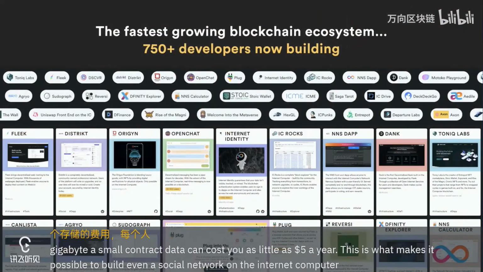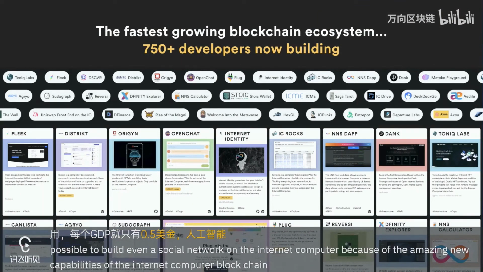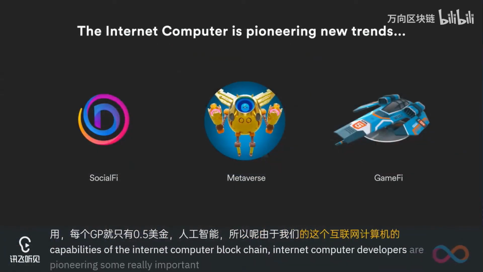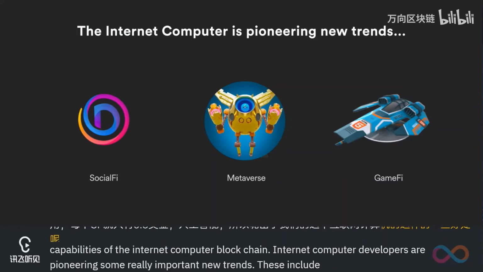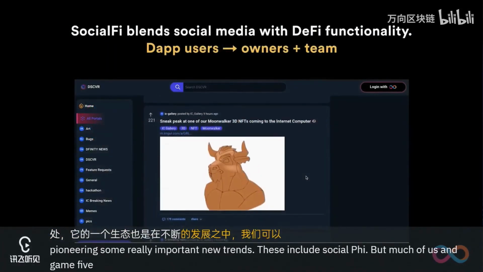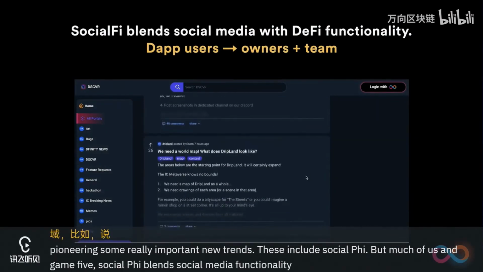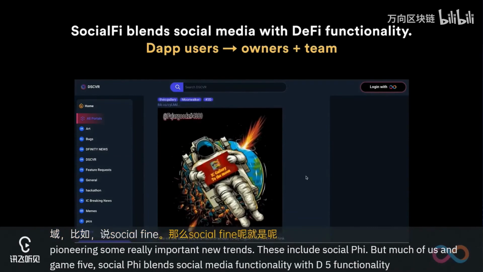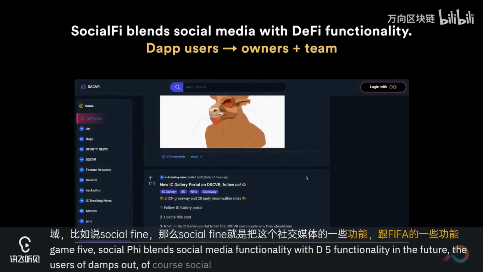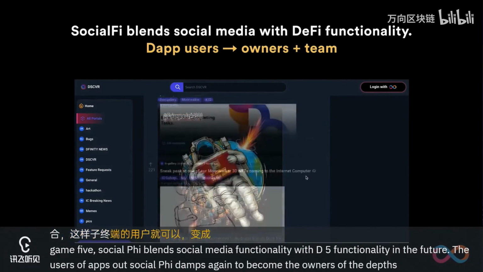Because of the amazing new capabilities of the internet computer blockchain, internet computer developers are pioneering some really important new trends. These include SocialFi, the metaverse, and GameFi. SocialFi blends social media functionality with DeFi functionality. In the future, the users of dApps, and of course SocialFi dApps, are going to become the owners of the dApps and part of the team that runs them.